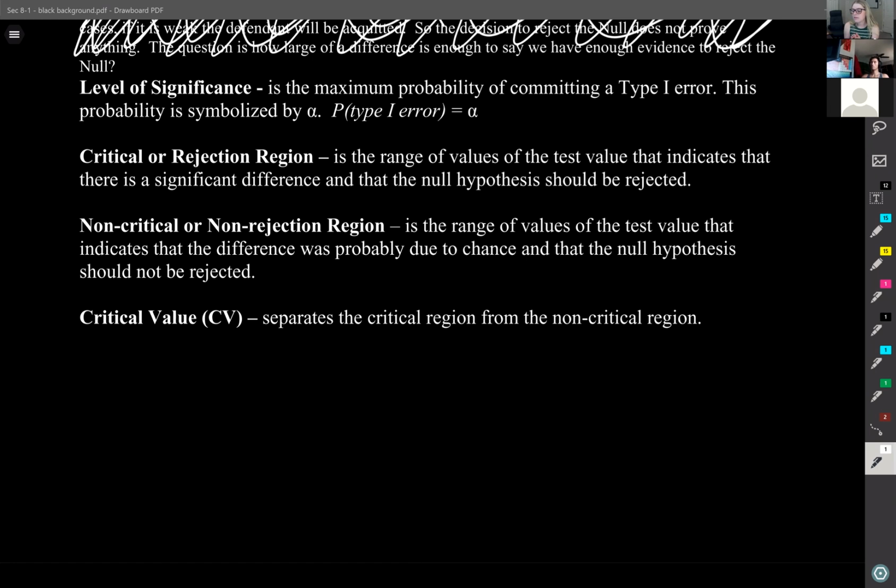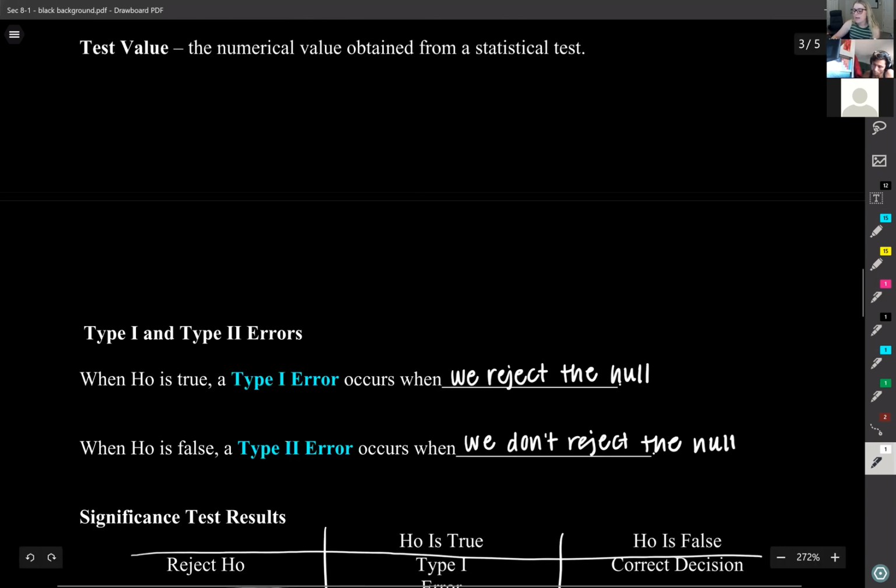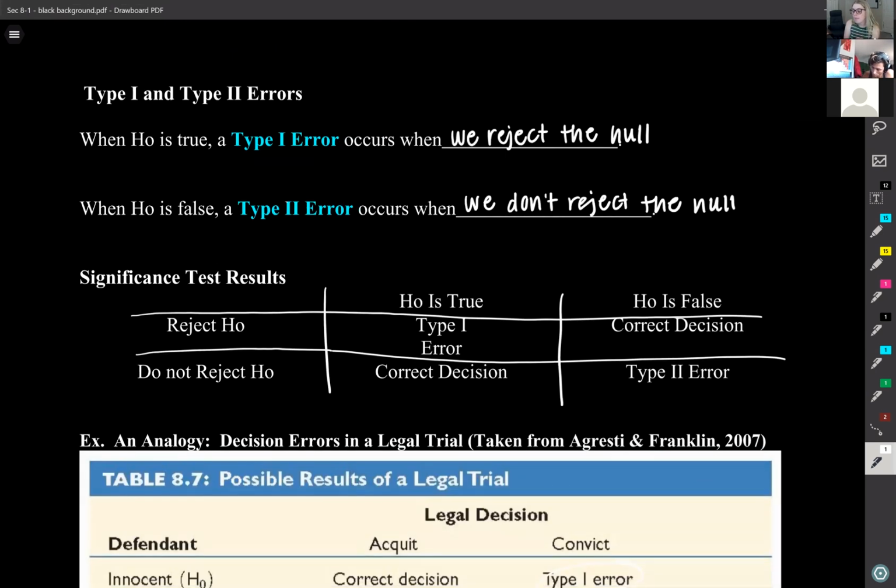So the level of significance is the maximum probability of committing a type 1 error. This probability is going to be symbolized by alpha. Remember, the type 1 error is, let me scroll up so you can see it, where the null was true, but we actually rejected it. So that's not something that we want. We don't want to accidentally reject it.